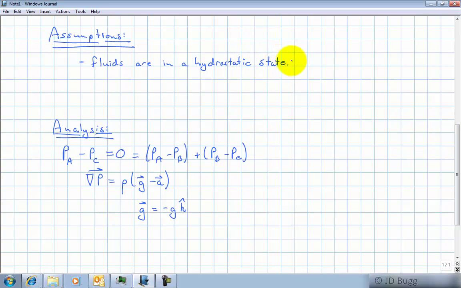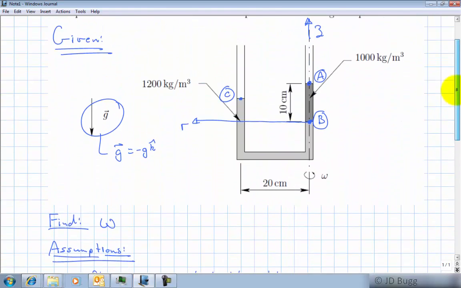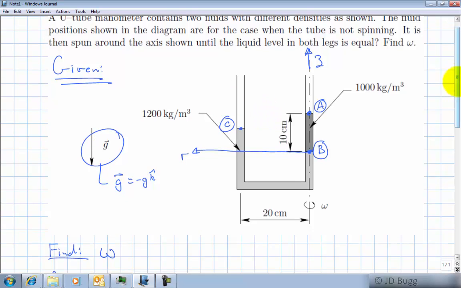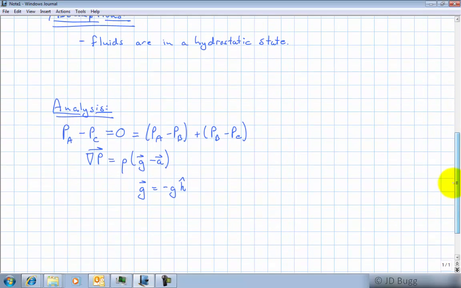So let's just go back to our diagram and refresh ourselves as to what that means. Certainly before this starts spinning, these fluids are just stationary in here and they're in a hydrostatic state. When we start spinning this thing around this axis, the fluids are initially going to move. That's going to go up and this is going to drop down. But eventually, for a constant value of omega, they'll steady out and the fluid will again be in a hydrostatic state. So we'll be looking at it in those two conditions, but in both of them, the fluids will be in a hydrostatic state. So we make that assumption, and that justifies using that equation.